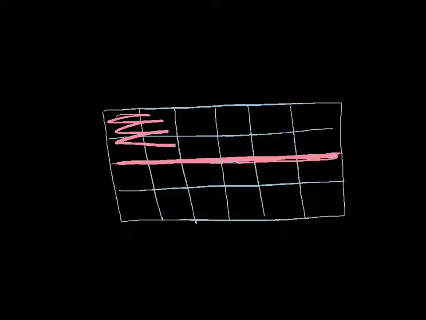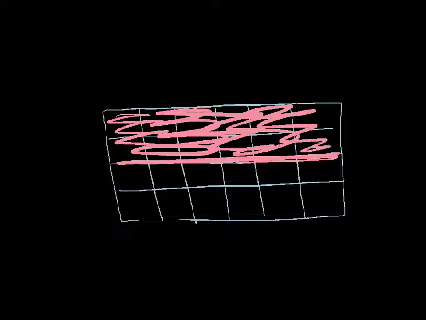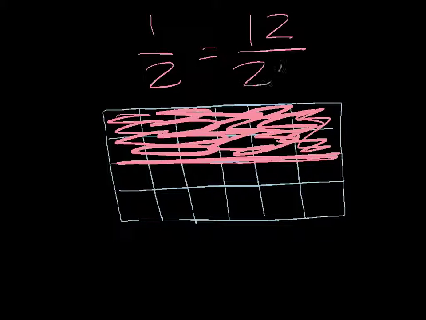I could also draw a line down the middle of the box this way and divide it into 2 halves. And again, it looks like 2 halves, 2 equal parts. But to be sure, I want to count each section. 12 boxes in this section, and 12 boxes in this section. I can prove by counting the boxes that each part is equal and that this is 1 half of my 24, or 1 half is equal to 12 24ths.